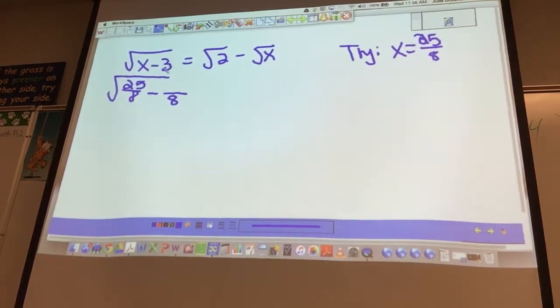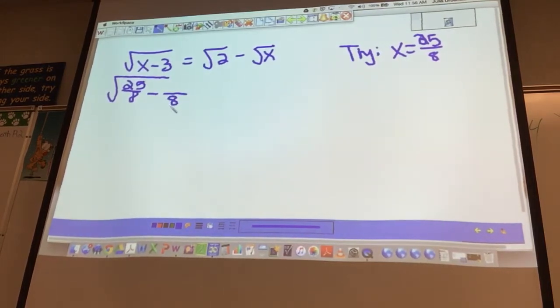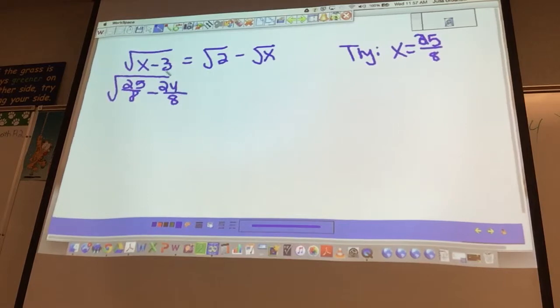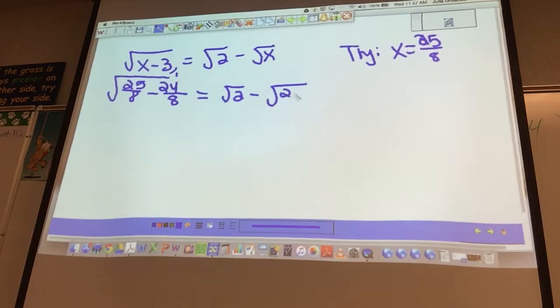It's 3, but it's 3 over 1. I want to make a denominator of 8. So if I multiply the bottom by 8, multiply the top by 8. Negative 24. Okay, that's like 3 over 1. I just changed the denominator to 8, so I changed the numerator as well. Equals radical 2 minus the square root of 25 over 8.